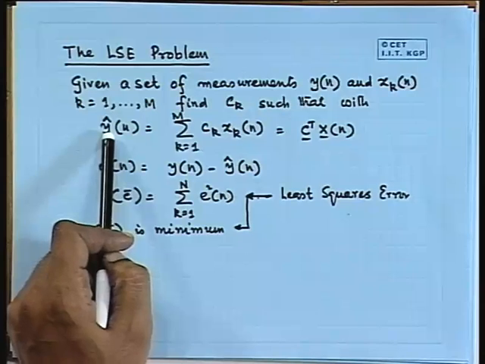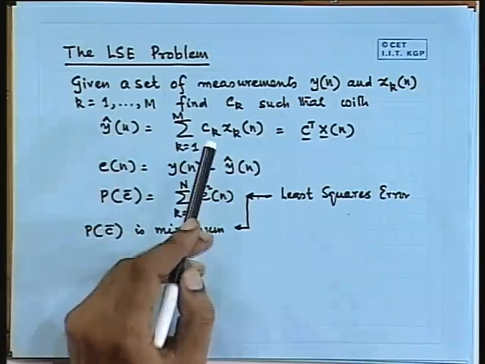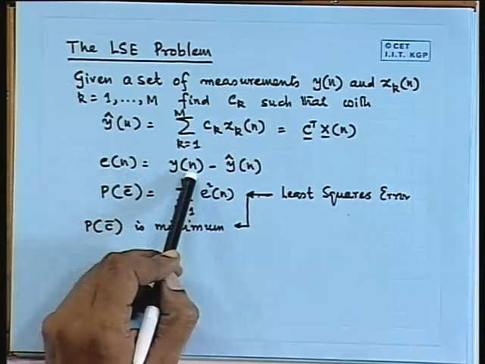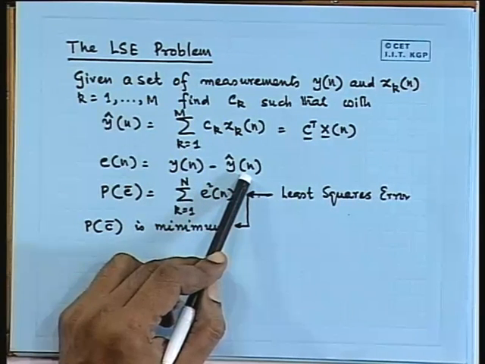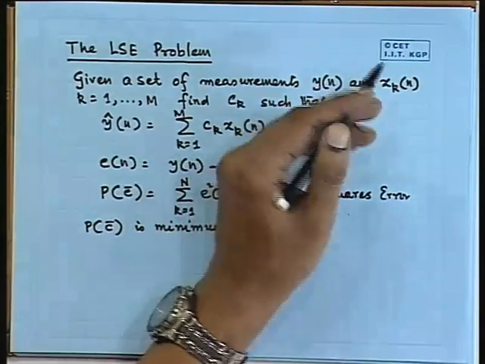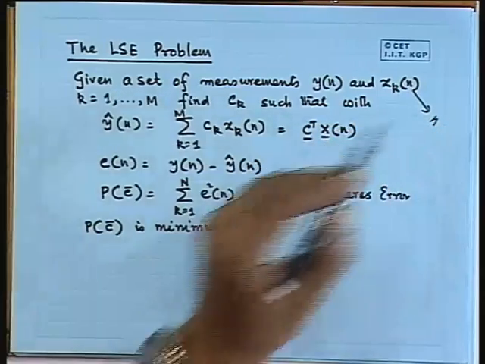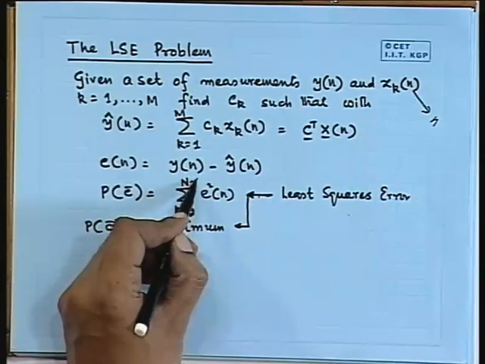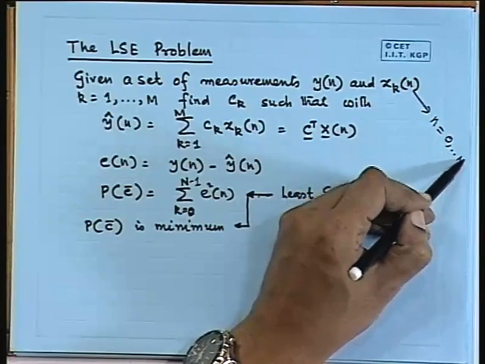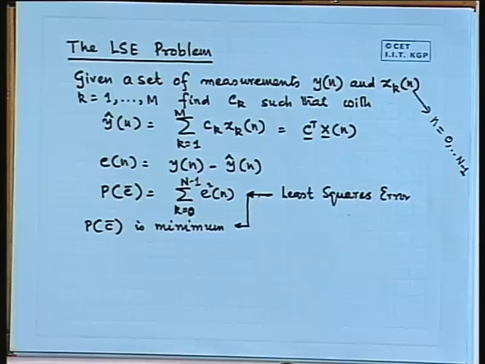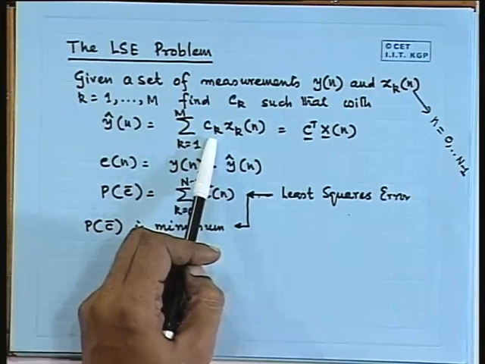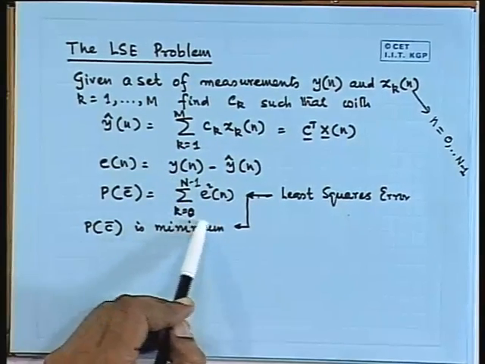If we compute a y hat n, then what are those coefficients ck such that if you define an error as yn minus y hat n, then the sum of these errors over n, where n varies between 0 to n minus 1, becomes minimum. So find those ck's such that this sum becomes minimum.